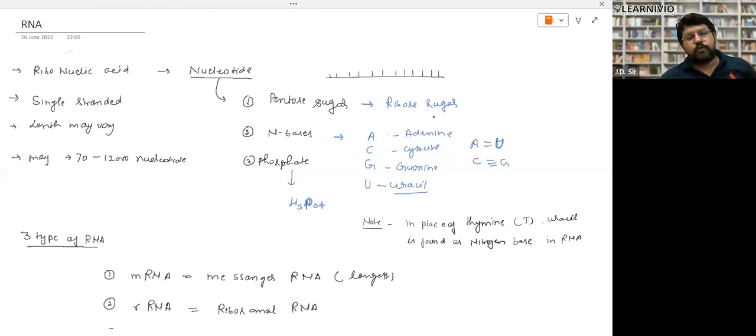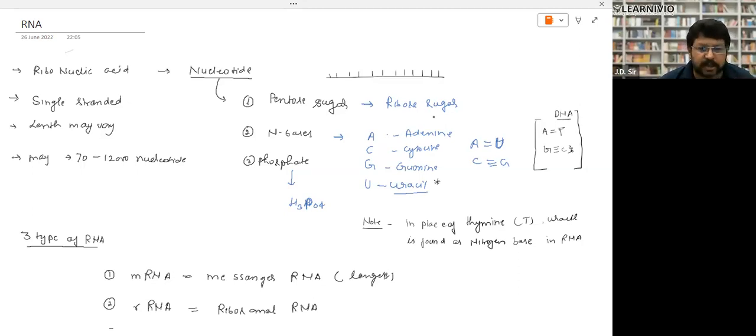And if we talk about the nitrogenous bases, again here four kinds of nitrogenous bases are found. So in RNA, the nitrogenous bases are A, U, G, C, right? Focus over here. In DNA, we have studied the nitrogenous bases were A, T, G, C. But here you can see that thymine is not present. So in place of thymine, uracil is found. So here the combination will be AUGC.